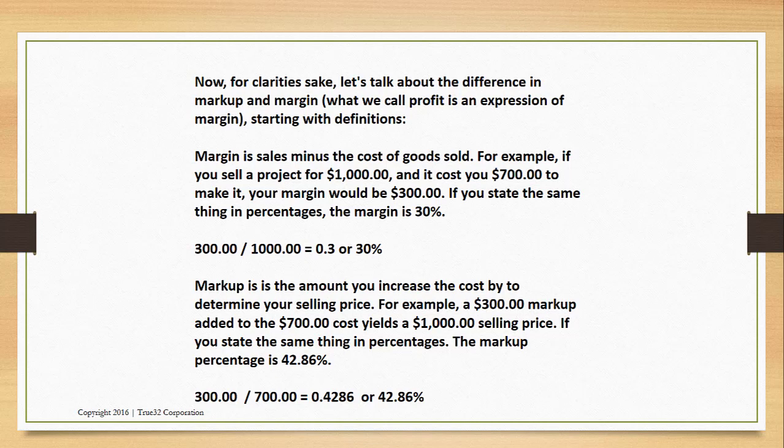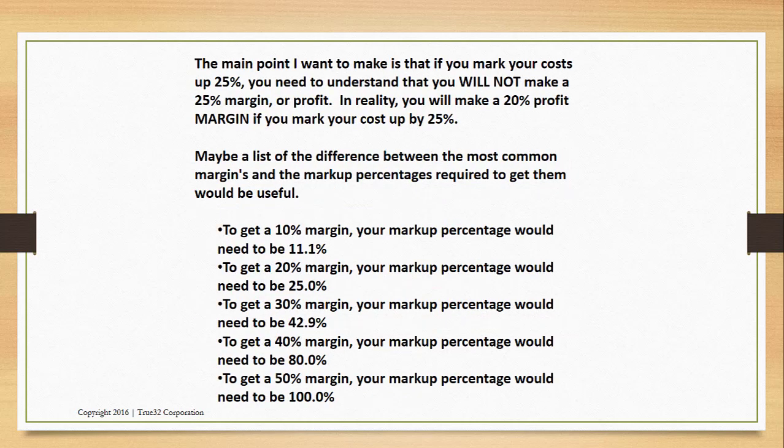If you state the same thing in percentages, the markup percentage is 42.86%. That calculation looks like this: 300 divided by 700 equals 0.4286 or 42.86%. Hopefully that's making some sense. There's a big distinction between that. The main point I want to make is that if you mark your costs up 25%, you need to understand that you will not make a 25% margin or profit. In reality, you will make a 20% profit margin if you mark your costs up by 25%.